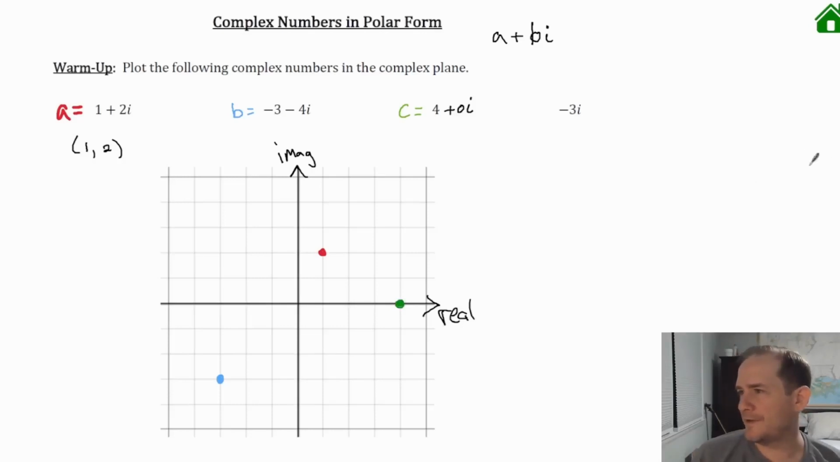Okay, and then obviously that last number there is pure imaginary. It's only the imaginary part. So you just go down the y-axis, 1, 2, 3, there you go. So that part's a piece of cake.